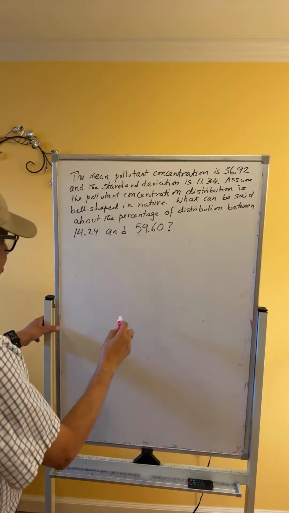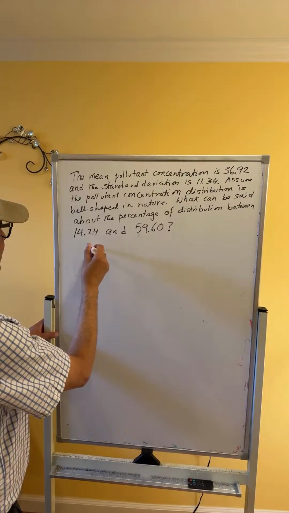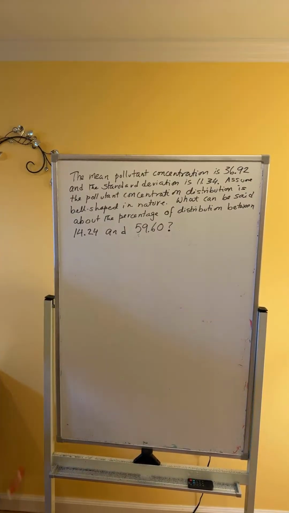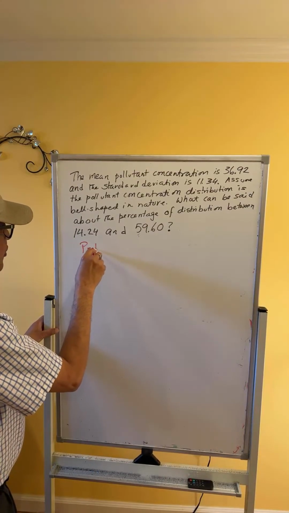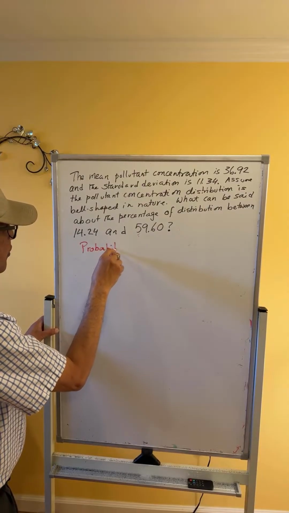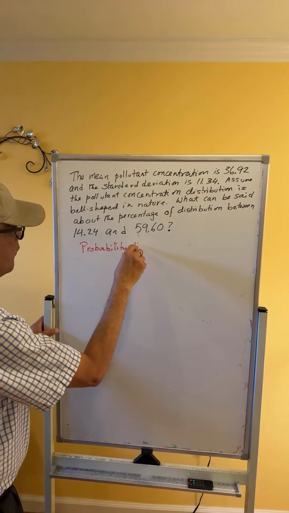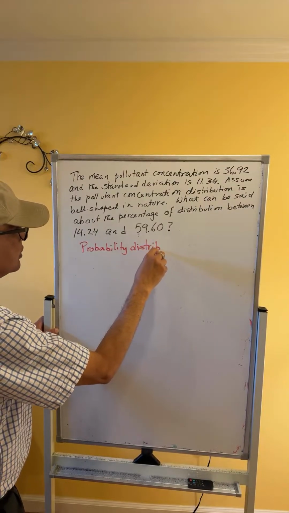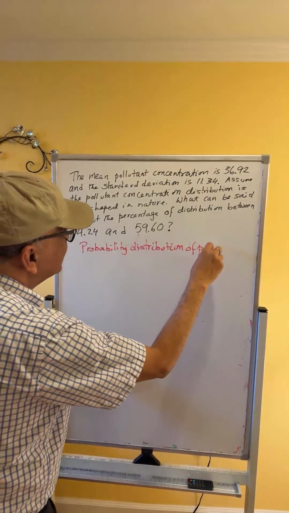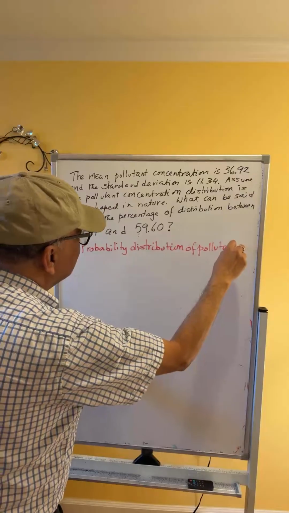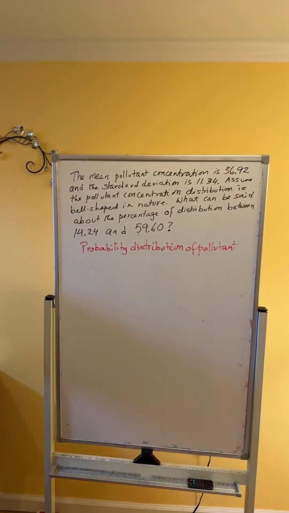So let's do a probability distribution of pollutant. And they said it is bell-shaped in nature. Okay, this pen is not good, so I'll get rid of it. Let's see if I have a better pen to write with. Okay, we'll try this one.